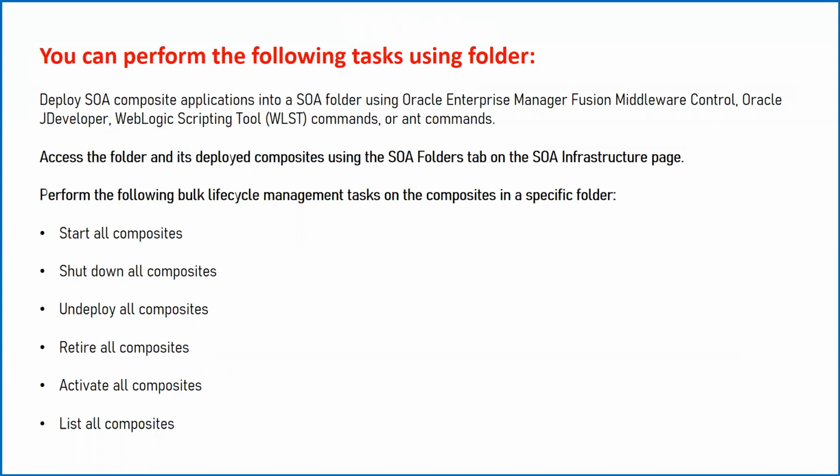Once you log into the EM console, you have to go to SOA infrastructure. Then you will see a folder option, and by selecting a particular folder, the specific operations that you can perform are start all composites, shut down all composites, undeploy all composites, retire all composites, activate all composites, and list all composites. That means you have selected a particular folder, and when I say start all composites, you are starting all the composites that reside inside that particular folder. This will not impact the other composites which are deployed inside other folders.